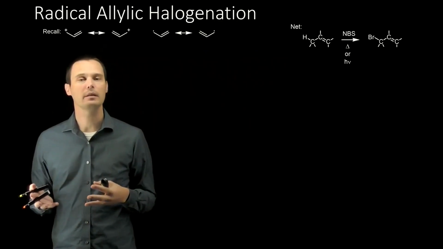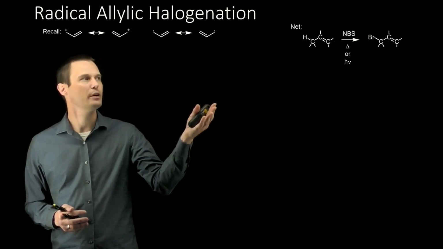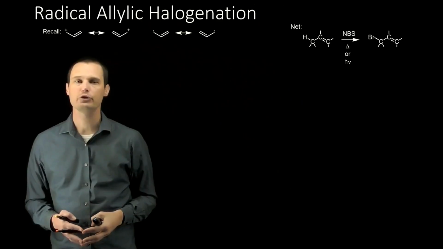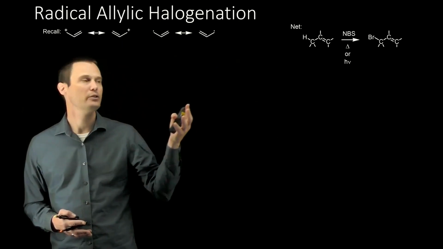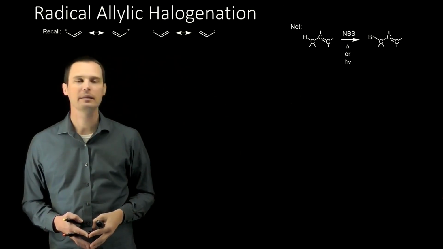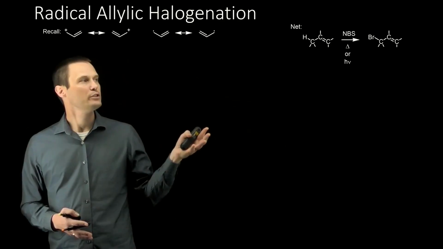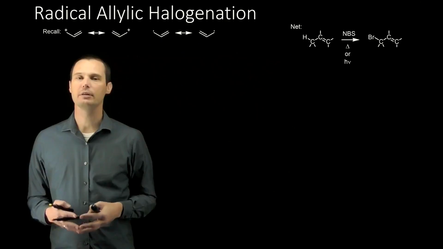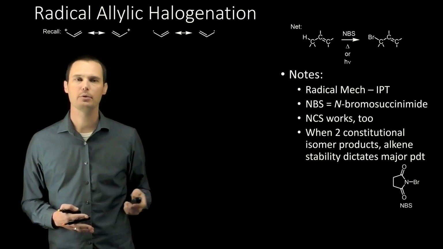We call that carbon the allylic carbon. The allylic carbon is the name we give a carbon next to an alkene. The hydrogen on that carbon then is the allylic hydrogen. So we call this the radical allylic halogenation because we are replacing that allylic hydrogen with a bromine. The reagents for this are a reagent we abbreviate NBS, and we need light or heat energy to initiate this reaction. Let's take a look at some notes for this reaction.